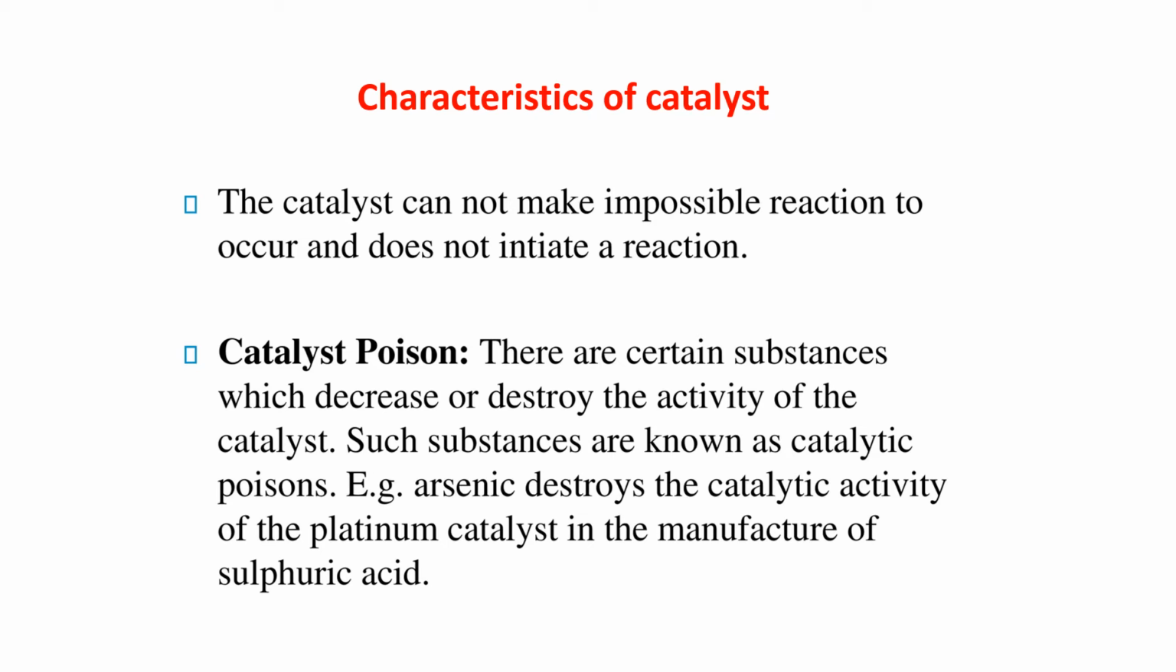Next is catalyst poison. This is a very important thing. There are certain substances which decrease or destroy the activity of the catalyst. Such substances are known as catalytic poison. For example, arsenic, if present, can destroy the catalytic activity of platinum catalyst in the manufacture of sulfuric acid. So these are known as catalyst poison.